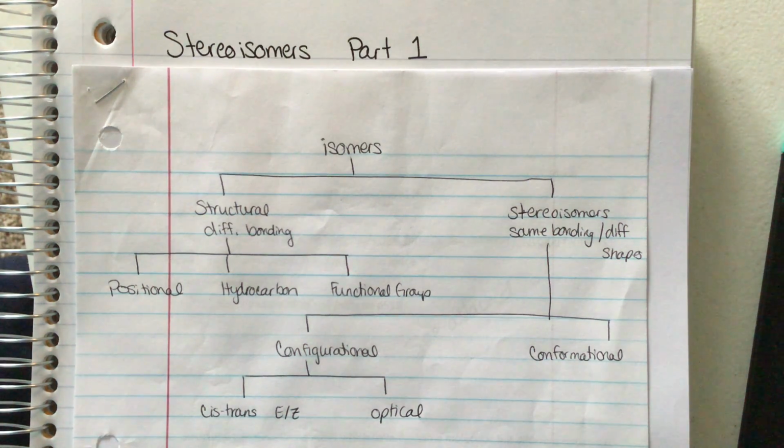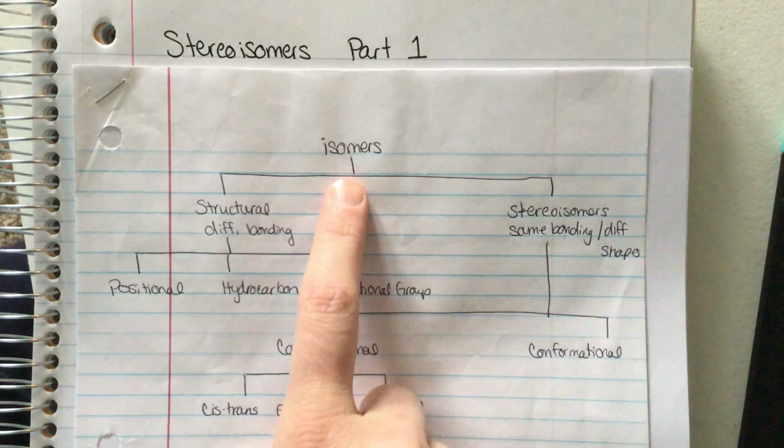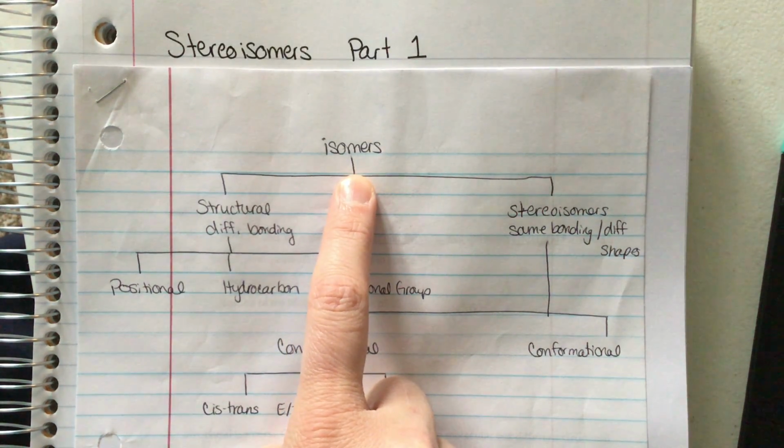Hey guys, it's Mrs. Miner, and we are going to start talking about isomers for the next few days. So we've actually talked about isomers before. So isomers come in two branches.